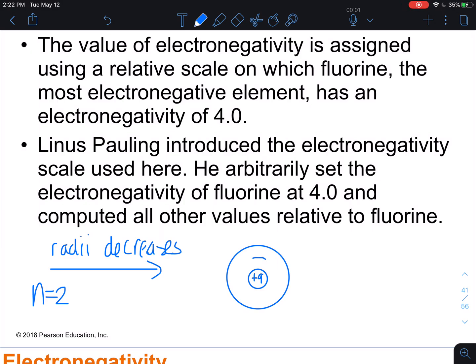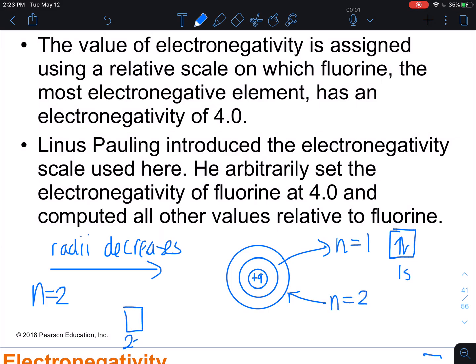It has a valence shell. This is the n equals 1 shell, where you have a 1s orbital with 2 electrons. Right here, that's the n equals 2 shell, where we have a 2s and a 2p orbital. These are the amounts of electrons: 1, 2, 3, 4, 5, 6, 7. We have space for 1 more.